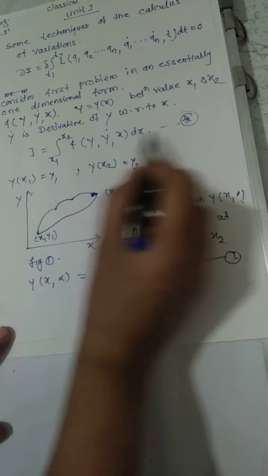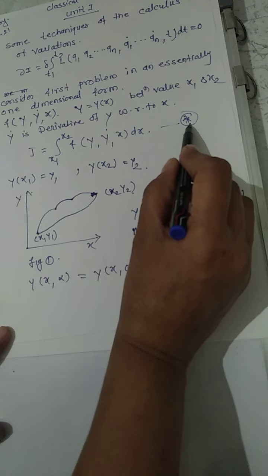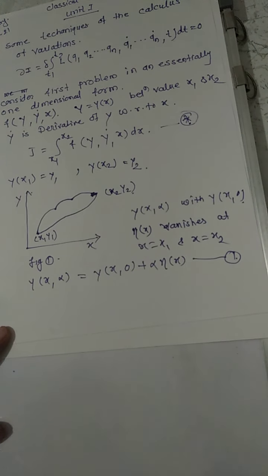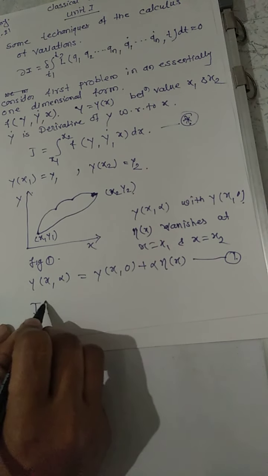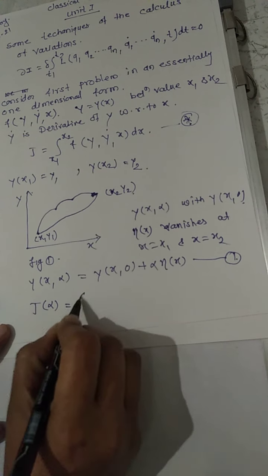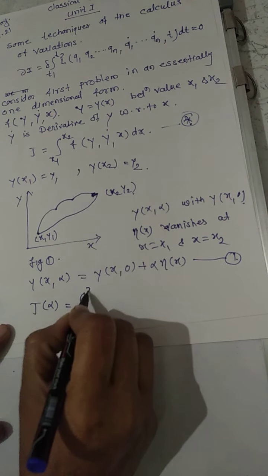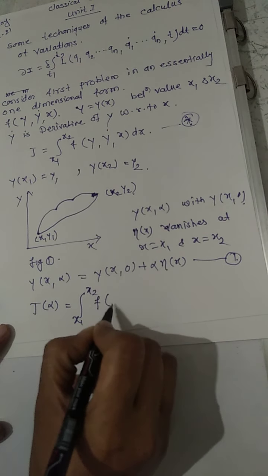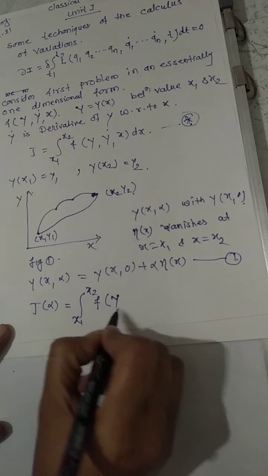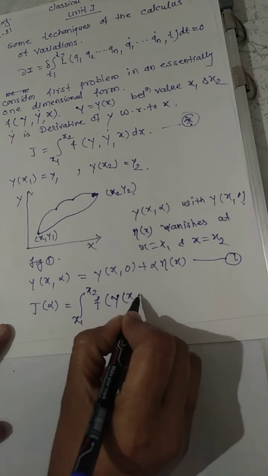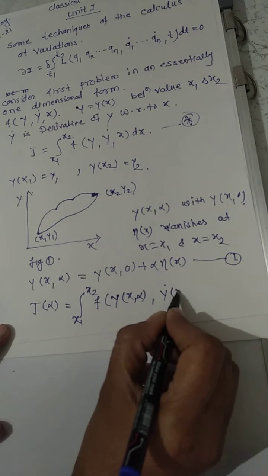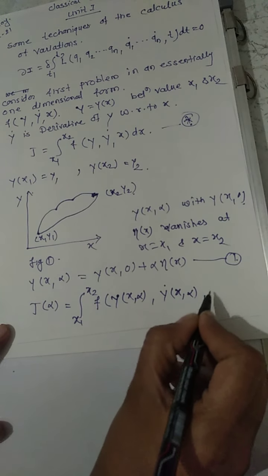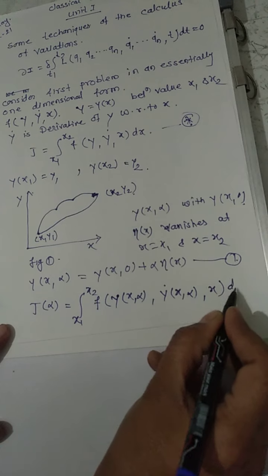Then J is also a function of alpha, and J of alpha is equal to integral x1 to x2 f of y of x, alpha, y dot of x, alpha, and x dx.